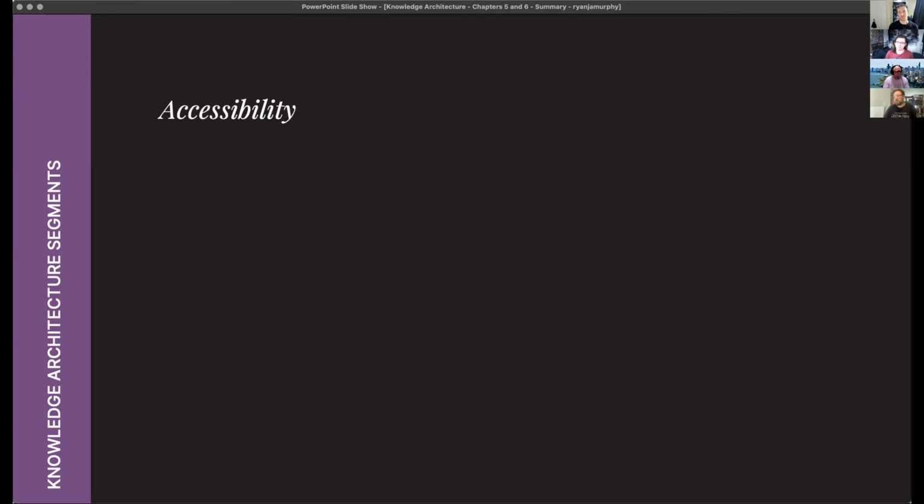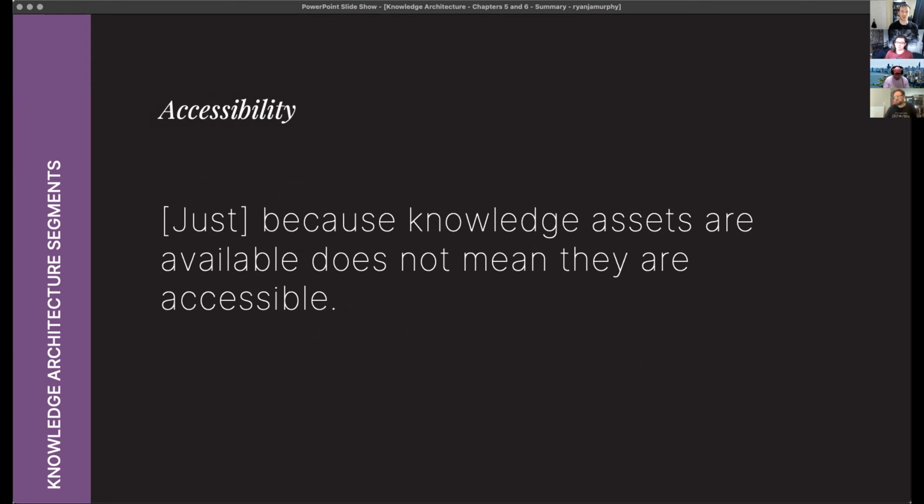So that's availability. Access is the second layer. We should note here that we're not talking about accessibility in the conventional popular way. We're not talking about how to make sure that, say, we have screen readers that can read text to people who can't see the screen and so on. But I think that topic relates to this. But Bedford's point here is that just because knowledge assets are available does not mean they can be accessed.